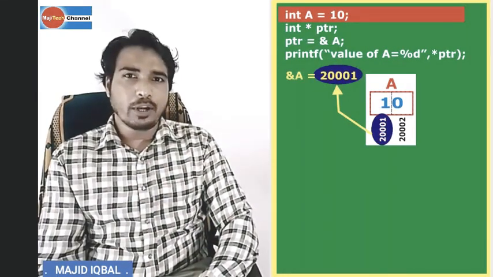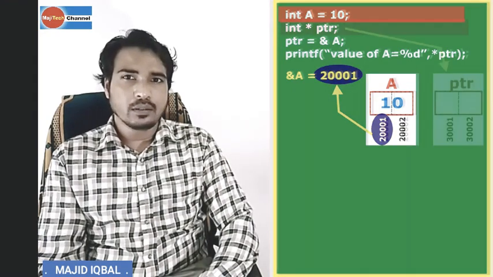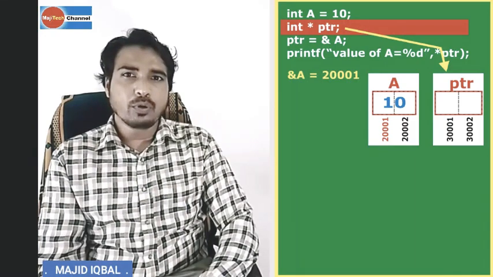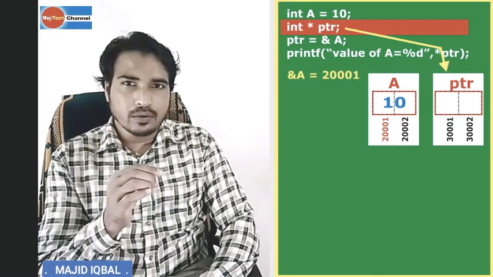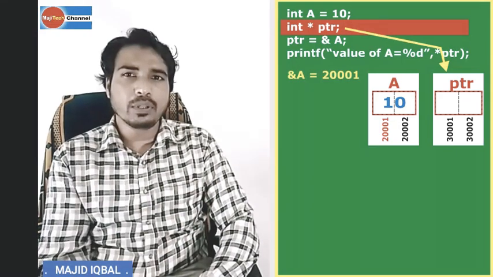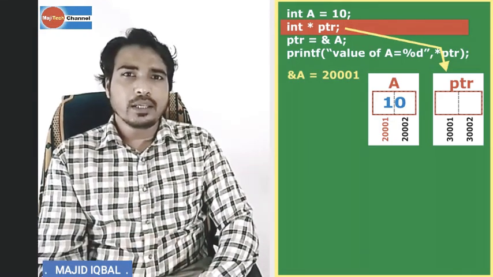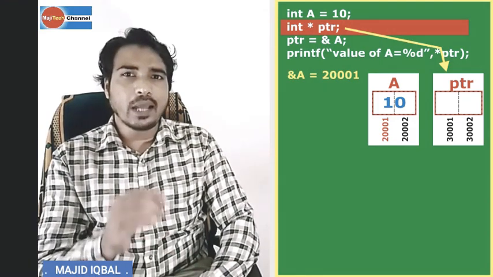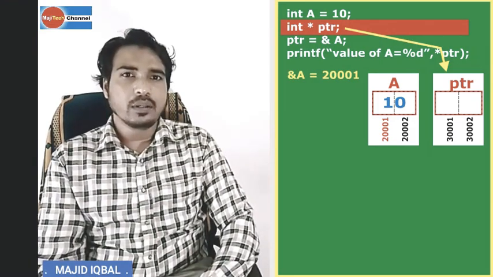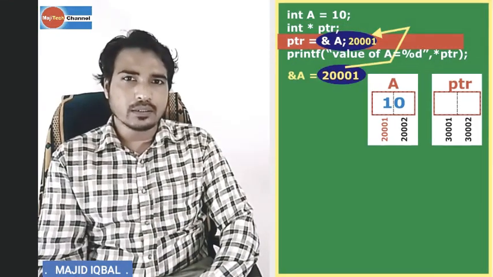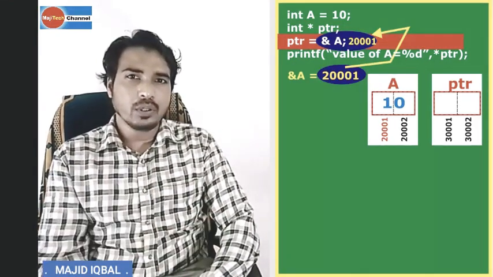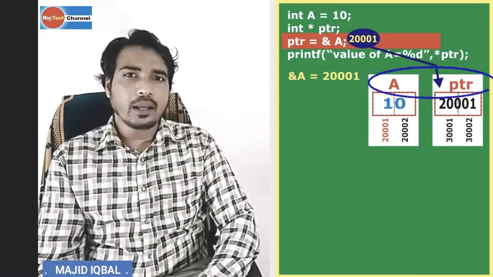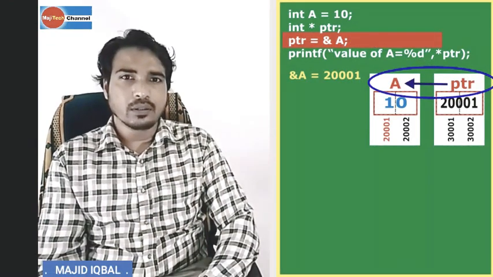Now, ptr is a pointer variable of type integer. Every pointer requires 2 byte to store. Suppose 3001 and 3002. Here ptr is an integer pointer and it will store only the address of an integer variable. ptr is equal to address of a, that is ptr is equal to 23001. 23001 will be copied to ptr. The variable a and ptr are now associated to each other.